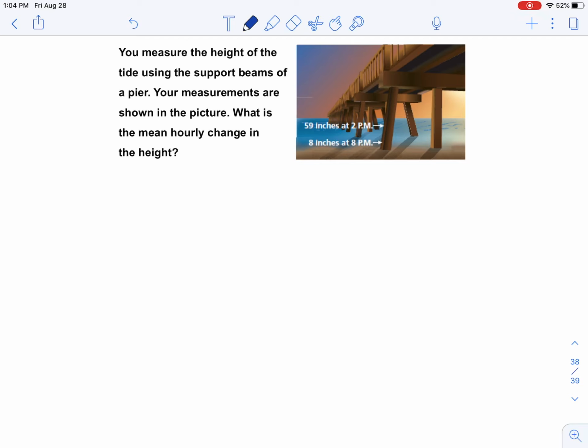All right, last thing here is our word problem to finish it. It says you measure the height of a tide using the support beams of a pier. Your measurements are shown in the picture. What is the mean hourly change in the height? So the first thing we have to talk about is what in the world is mean hourly change?